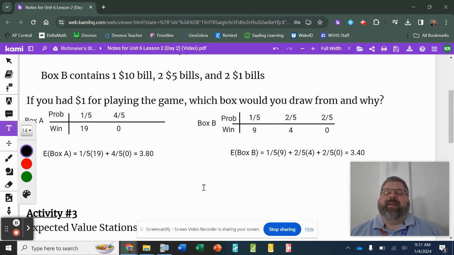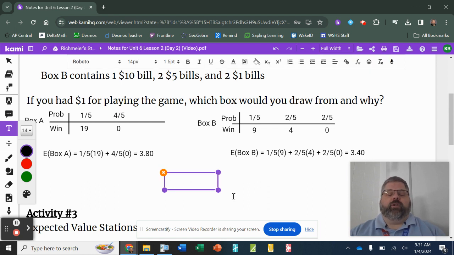So remember, expected value is on average. If you wanted to win something other than $1, box B would actually be the better box to draw from, because you have a 3/5 chance of getting something more than $1, wherein in box A, you only have a 1/5 chance of getting something more than $1. So ultimately, what you should choose is box B.